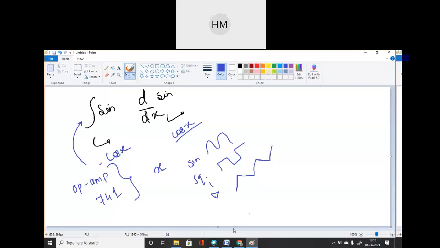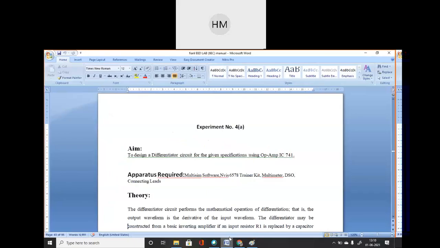So first write down the aim in your copy: to design a differentiator circuit. This is the 4th A experiment.